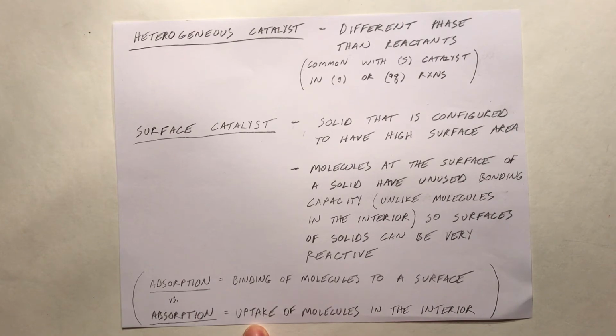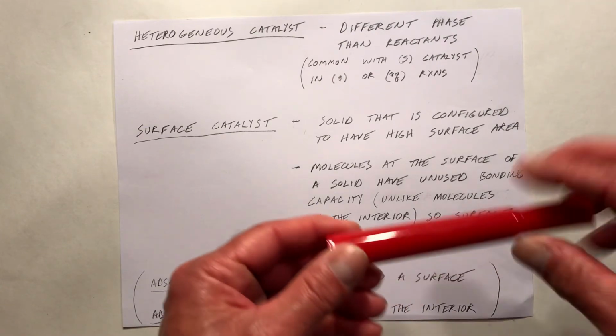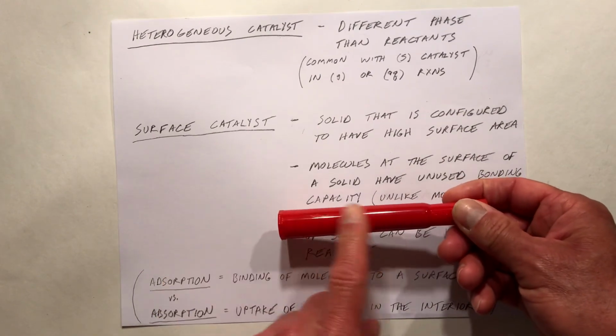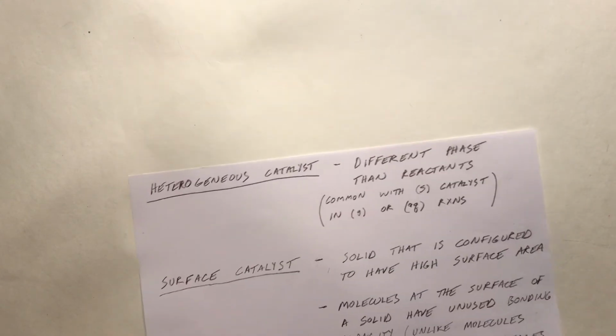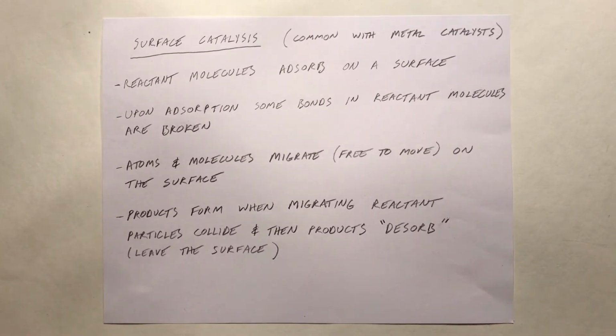So if you have a sponge and you soak up some water, we could say that the sponge is absorbing the water. If I were to take a solid surface like the surface of this marker and put some water on it, we could say that the water is adsorbed to the surface of the marker because it wouldn't soak into the marker, wouldn't soak into the plastic. So adsorption is just sticking to the surface. All right, so let's consider that with surface catalysis.